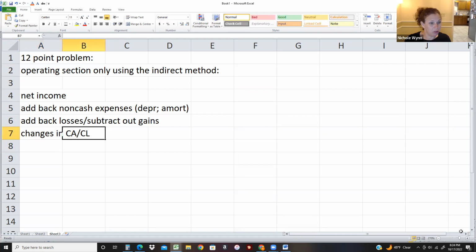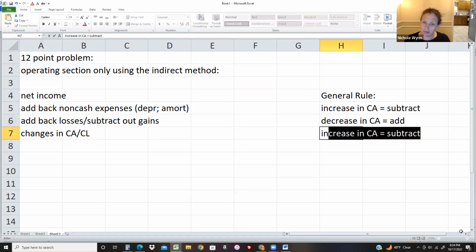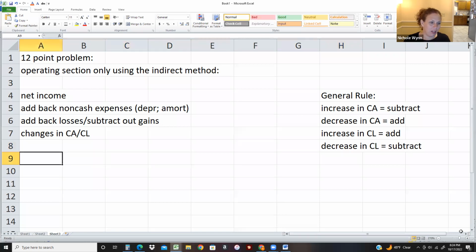When you do this, you use the general rule. The general rule is an increase in current asset equals subtract. A decrease in current asset is add. An increase in current liability, add. A decrease in current liability, subtract. And then at the bottom, you'll have just cash from operating. This is just the operating section.